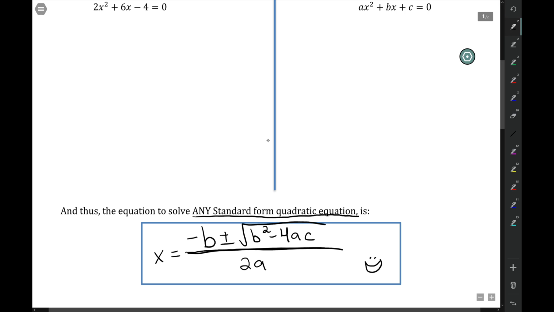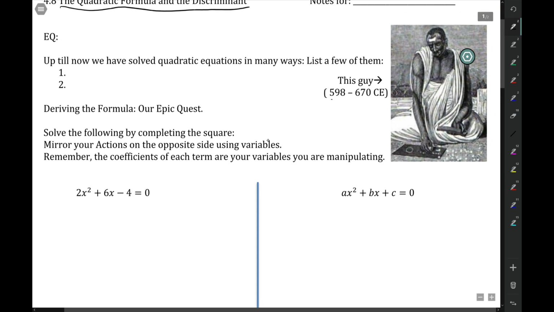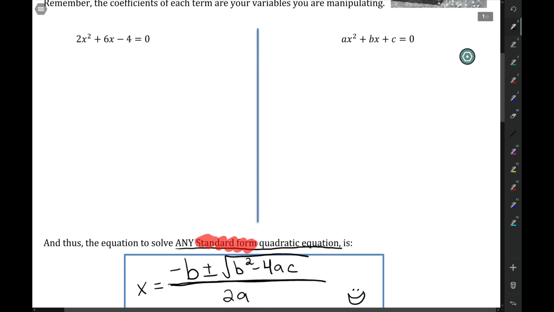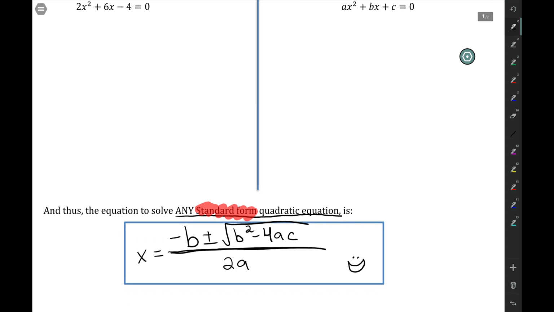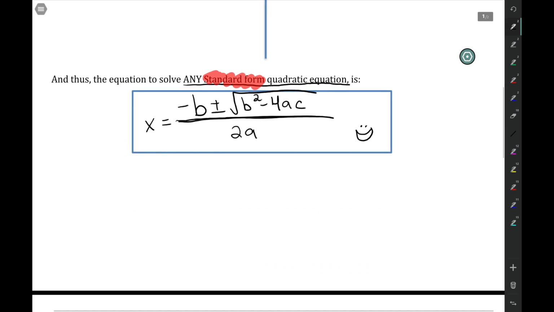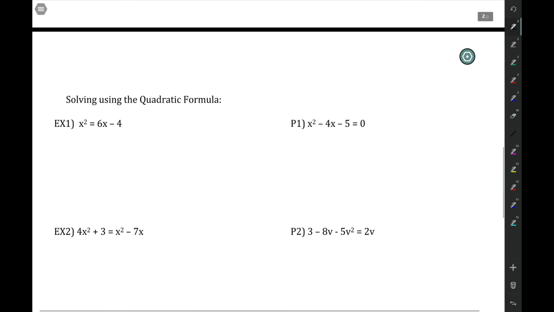Now the key thing is you must be in standard form with your quadratic in order to use it. This guy up here, he came up with this thing many years ago, before Siri and before iPhones and everything. He'll be talked about in the extras. But anyway, let's get to using this quadratic equation. It might be helpful to write it on the next page and just to get used to it.